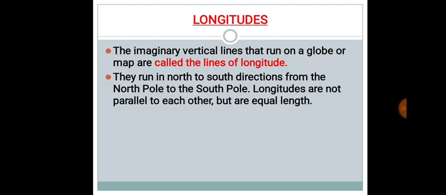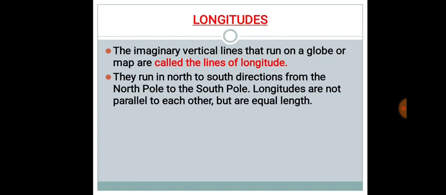Now today's topic is longitudes. What are longitudes? The imaginary vertical lines that run on a globe or a map are called the lines of longitude. They run in a north to south direction from the North Pole to the South Pole. Longitudes are not parallel to each other but are of equal length. So this is also another imaginary line.